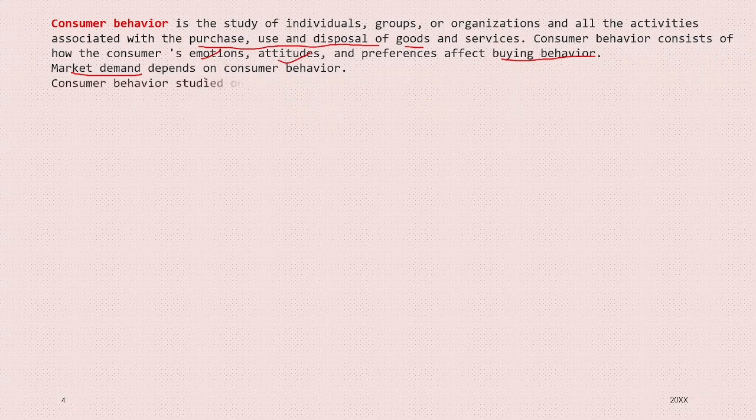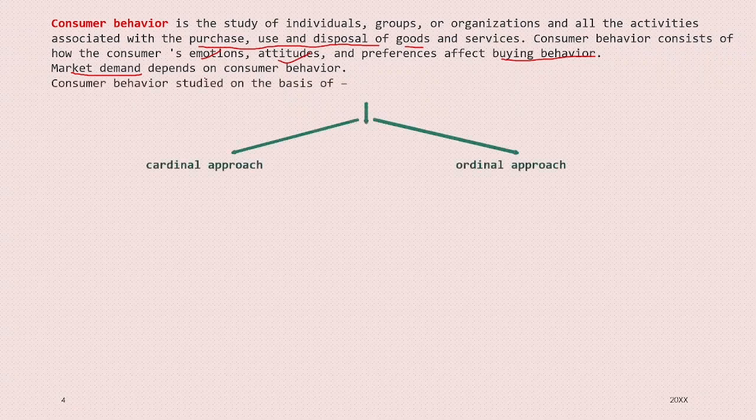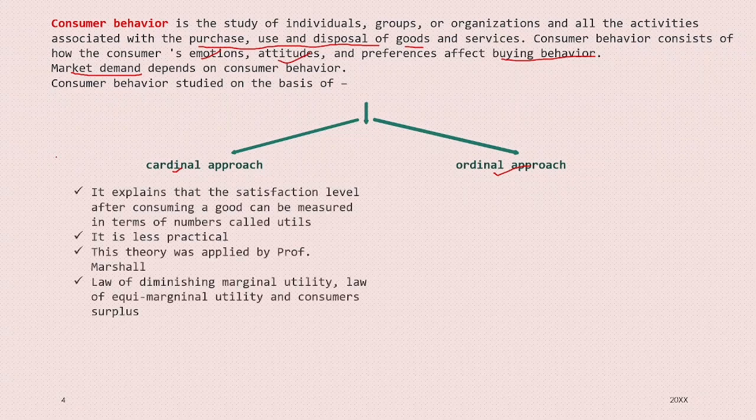Consumer behavior is studied on the basis of two approaches. First, the cardinal approach of utility and the second one is the ordinal approach of utility. Before starting, we should know what is utility. Utility is the want satisfying power of a good, or we can say the usefulness a consumer can derive from a good is utility. So let's start with the cardinal approach.